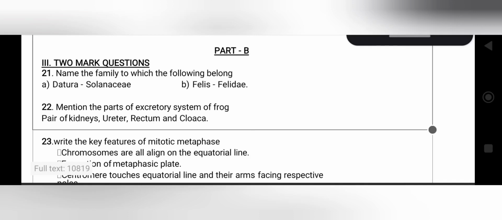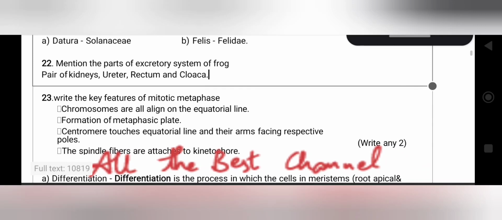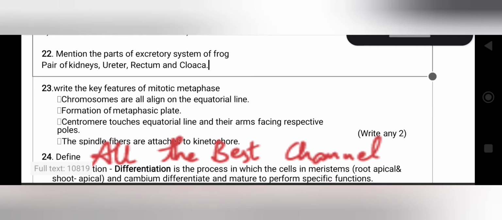Mention the parts of excretory system of frog. Pair of kidneys, ureter, rectum and cloaca. Write the key features of mitotic metaphase. The answer is: chromosomes are all aligned on the equatorial line, formation of metaphasic plate, centromere touches the equatorial line and their arms face the respective poles. The spindle fibers are attached to kinetochore.